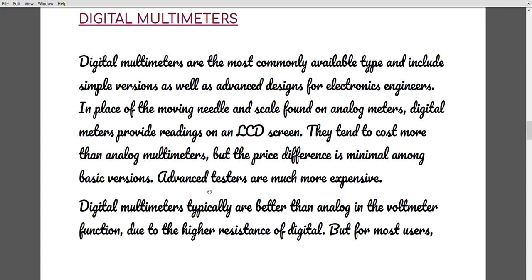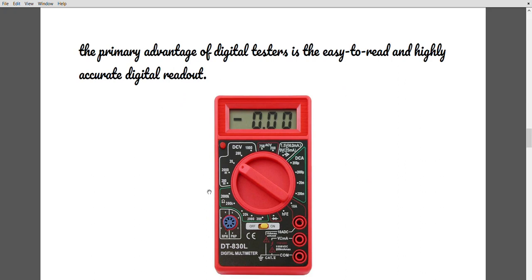Digital multimeters typically are better than analog in the voltmeter function due to the higher resistance of digital. But for most users, the primary advantage of digital testers is the easy-to-read LCD screen and highly accurate digital readout. Here you can see this is a digital multimeter. By using this LCD screen only we can get the values. By turning this knob and pointing to the given values, we can find the answers.